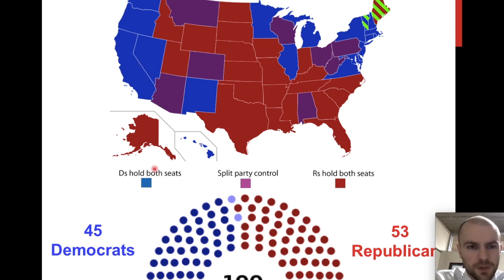So if you look over here at this map, blue states are states in which the Democrats hold both seats in that state. Purple states have split party control, so 1 Democrat, 1 Republican. And then you have red states, which are states where Republicans hold both seats of the Senate. So a state like Texas, you have 2 senators, both are Republicans. A state like Nevada, 2 senators, both are Democrats. A state like Wisconsin, 2 senators, 1 is a Republican, 1 is a Democrat.